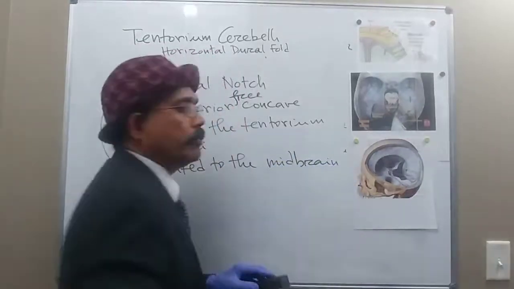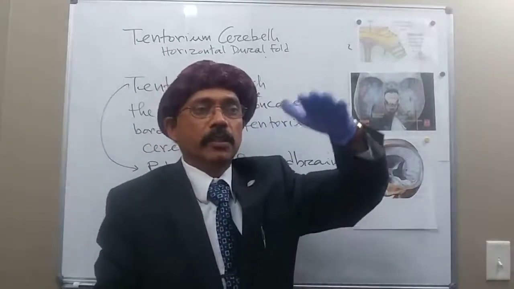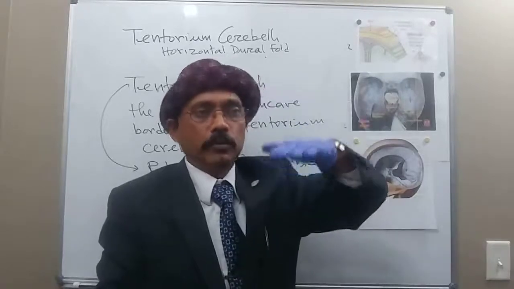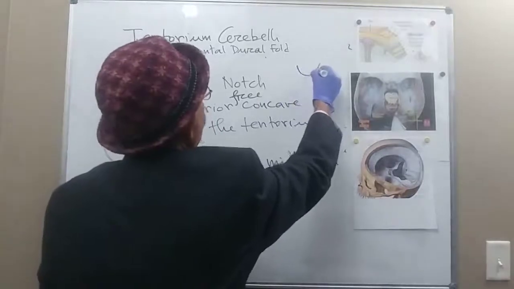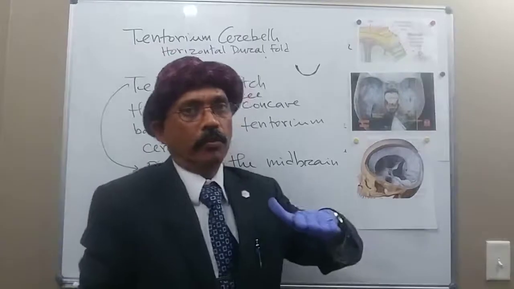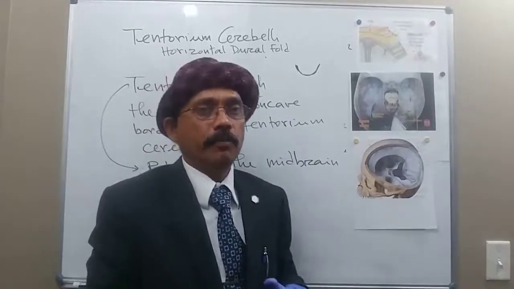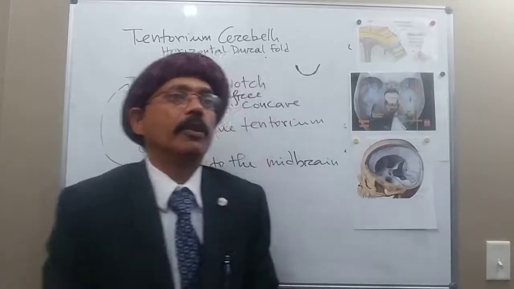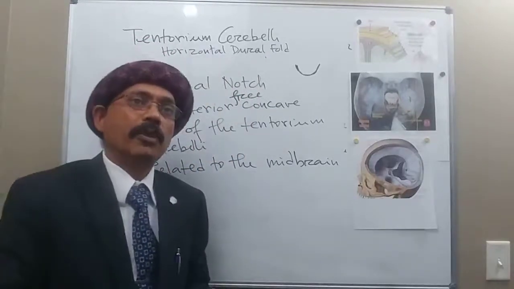What is the clinical importance? If there is increased intracranial pressure, then the brain is pushed down through this area. It is sharp and concave, very sharp. So a part of the temporal lobe of the brain may be damaged or lacerated due to increased intracranial pressure, due to tumor, due to hemorrhage. Okay, we got the tentorial notch and tentorium cerebelli.